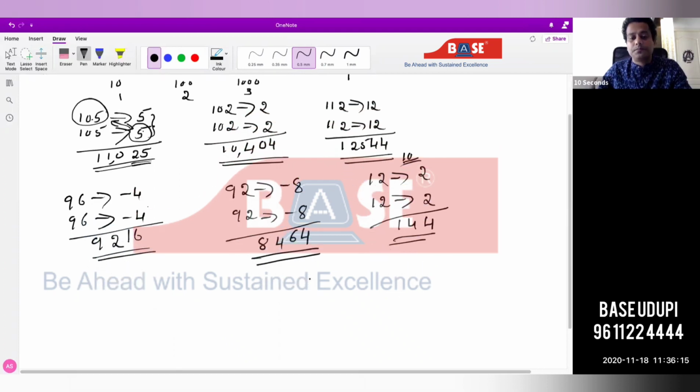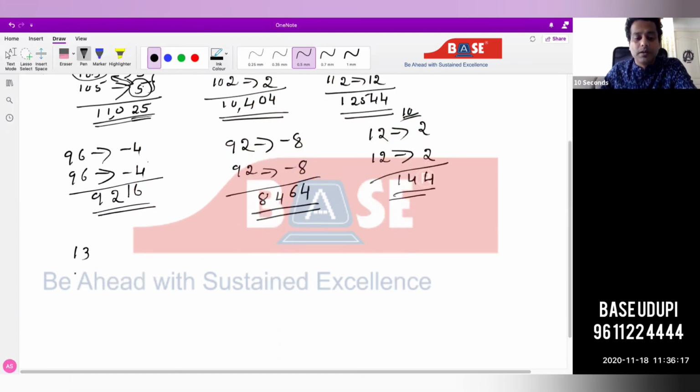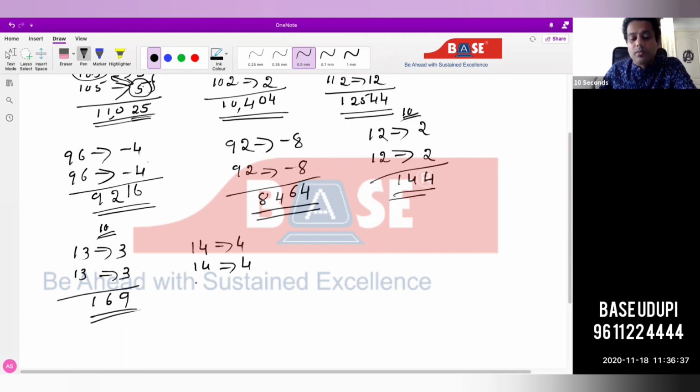If I take 13 into 13, 3 more than 10. 3 into 3 is 9. 10 is the base, remember, only one digit allowed. 13 plus 3 is 16, so you can see 169. 14 into 14, 4 more than 10, 4 more than 10, 4 into 4 is 16, 2 digits are there. You're allowed to write only 6, 1 you need to carry, remember, because 10 is the base. 14 plus 4 is 18, 18 plus 1 carry is 19, so 14 into 14 is 196, right?